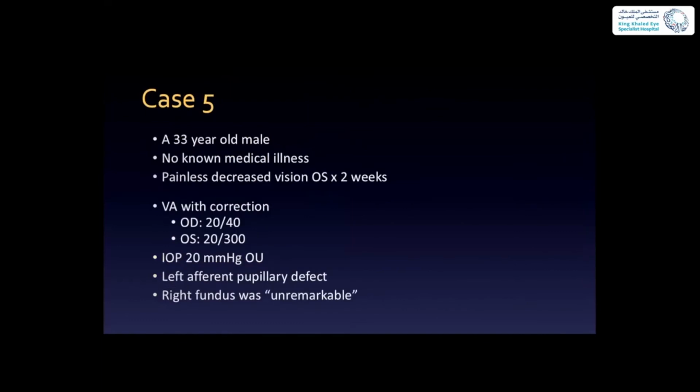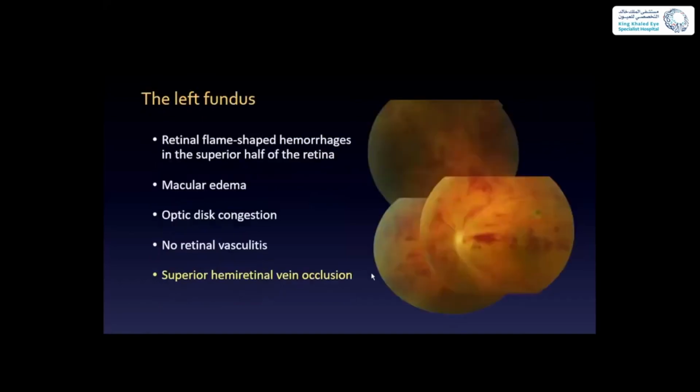This is a 33-year-old male. He had no known illnesses, and he complained of decreased vision for the past 2 weeks in the left eye. His visual acuity was relatively okay in the right eye, 20/40, but it was 20/200 in the left eye, and the right fundus was written off as unremarkable. The left fundus had hemorrhages in the superior part of the retina, obvious congestion of the optic nerve and the macula, and the diagnosis of hemiretinal vein occlusion is made.